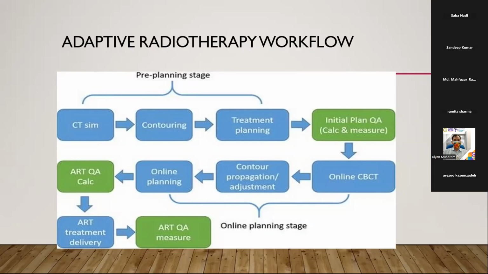Then the online planning will be performed, then the QA calculation will be done, and then the treatment delivery is done. During the course of treatment delivery also, the QA measurement will be performed through the Diagnodocs files.